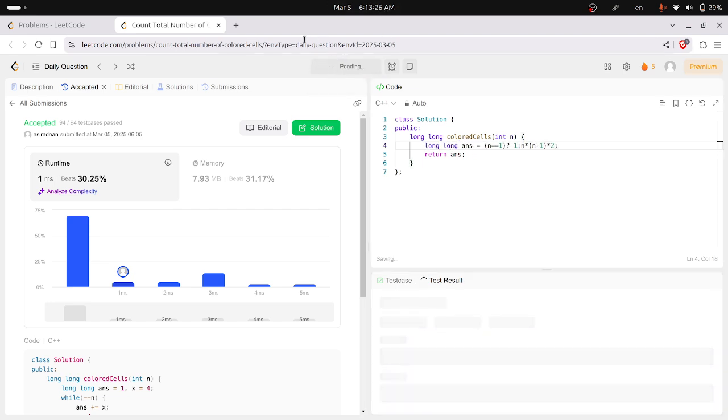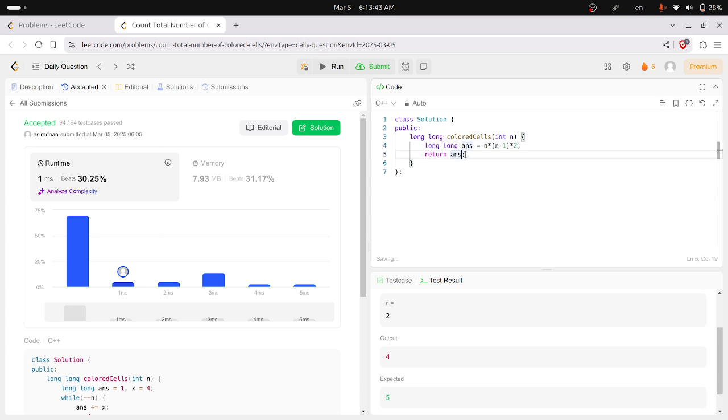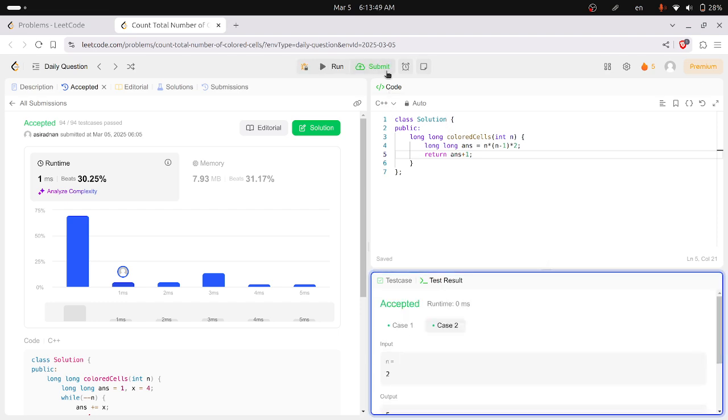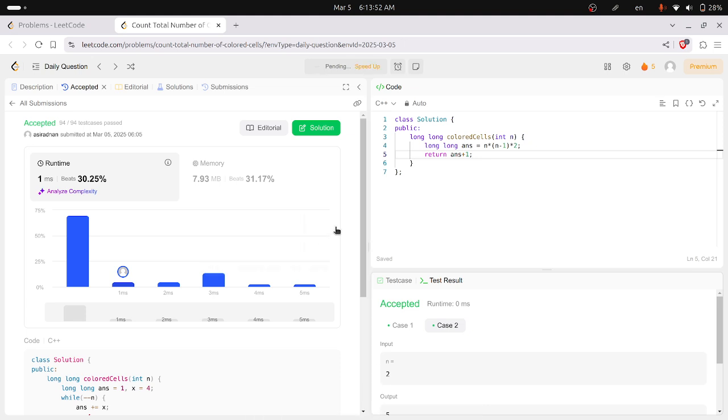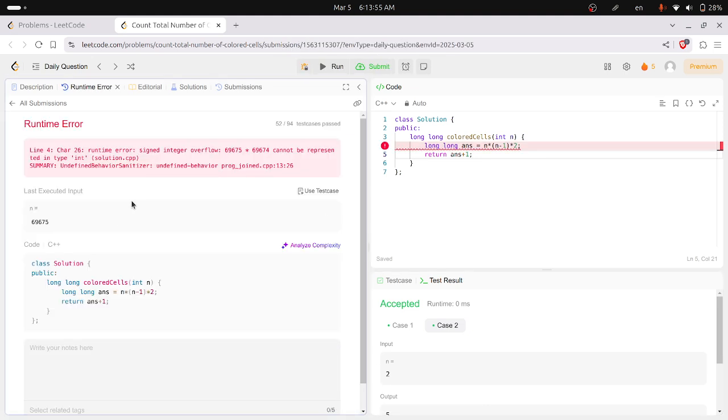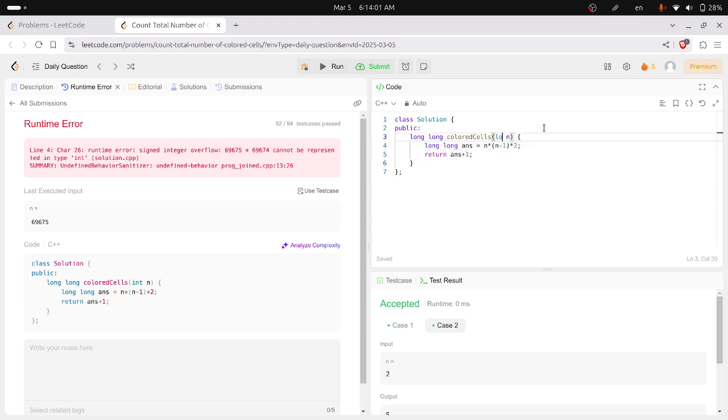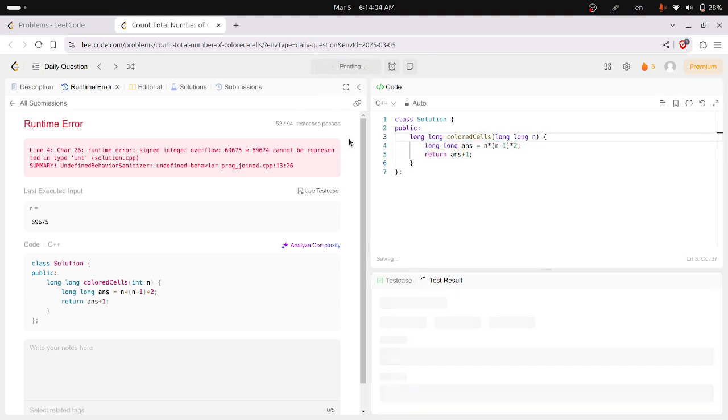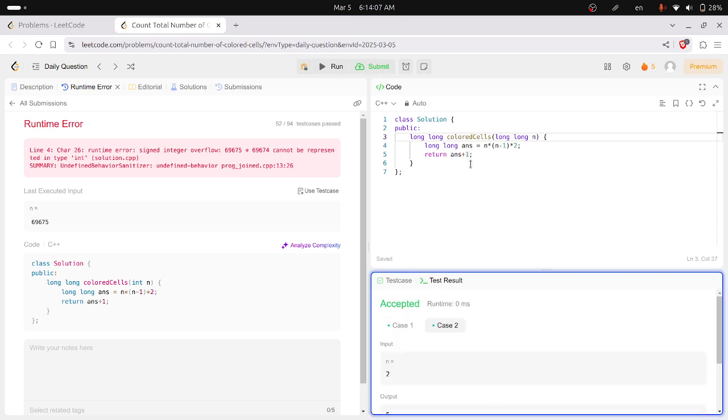Wrong answer. Expected 5. Expected 5. So okay, I think I'll just do this and do this. Okay, runtime error. Why did I get a runtime error? Because we are taking, maybe this is why we are getting a runtime error.